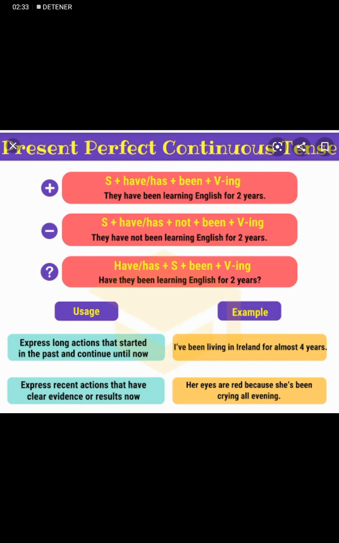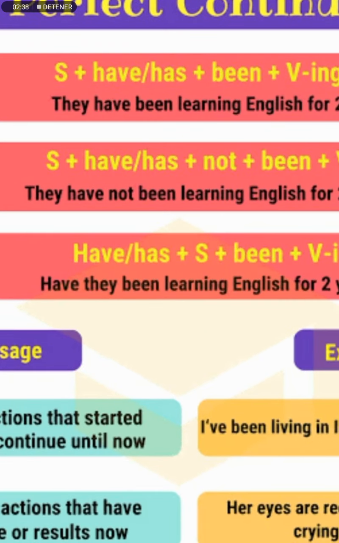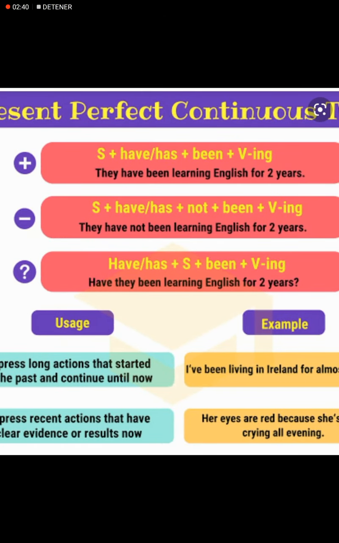And finally, when we have questions, first we need to move the auxiliary verb have or has, then we need the subject. After the subject, we need the auxiliary verb to be in past participle, and finally the verb in ing form. It says, have they been learning English for 2 years? Have, the auxiliary verb have or has. They, the subject. Been, the past participle of the verb to be. This is the second auxiliary verb. And finally, we have the verb in ing with the complement.